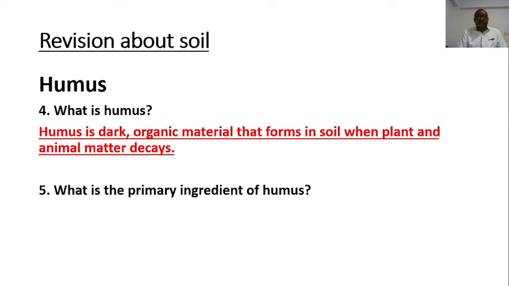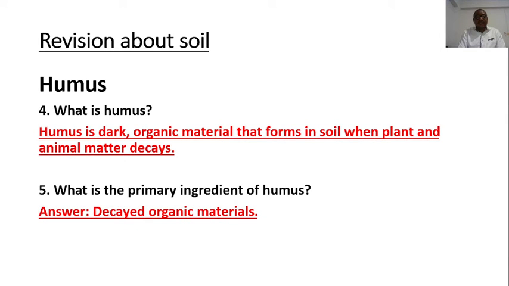Then number 5, what is the primary ingredient of humus? The primary ingredient of humus is decayed organic materials. These are materials which have decayed from dead plants and dead animals. When the plants and animals die and decay, the materials that come out of them are what we call humus.